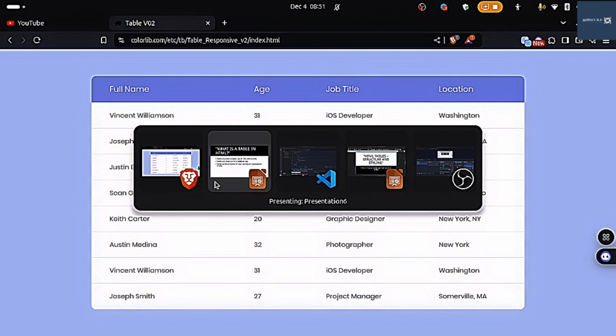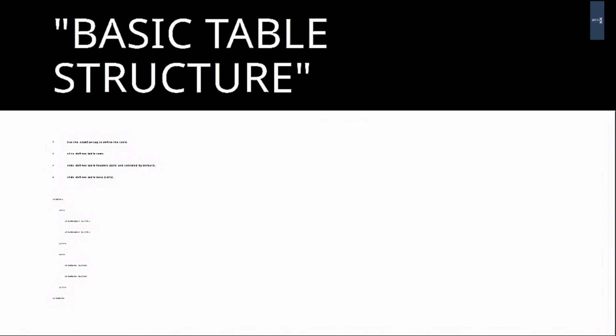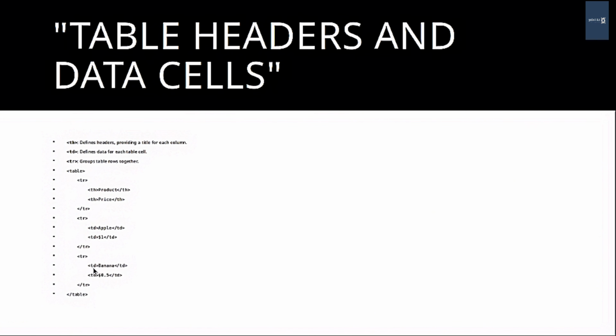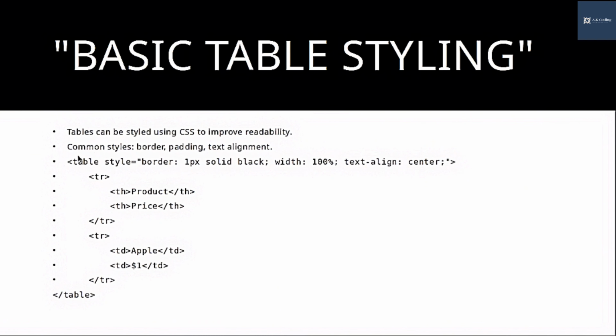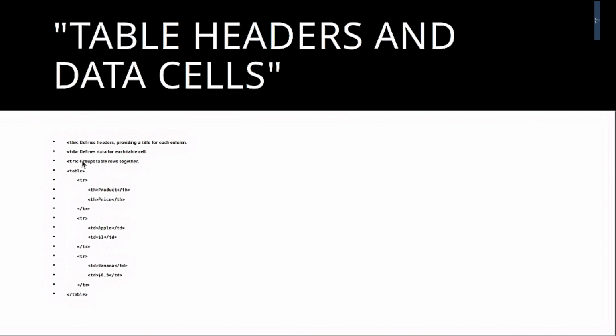Okay. So the basic structure of the table is this. However, I will show you the basic structure by writing in VS Code. As you can see here, we have TH, which stands for table head, and we have TD, which stands for table data, and we have TR, which stands for table row.